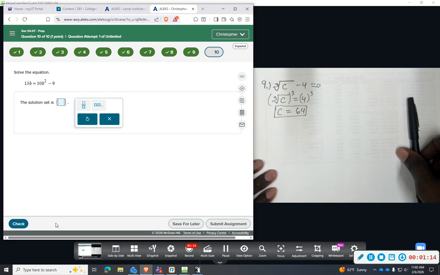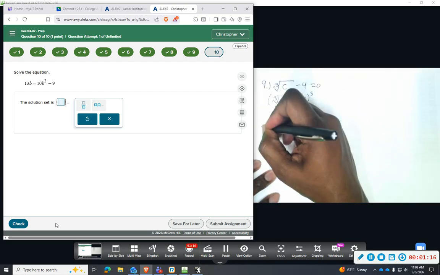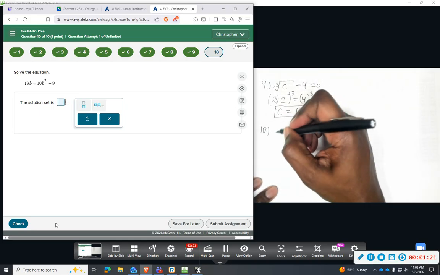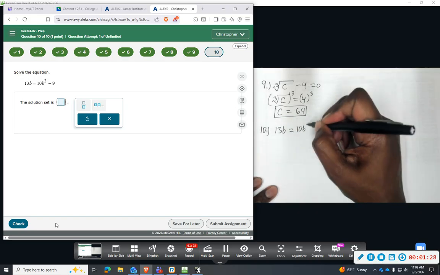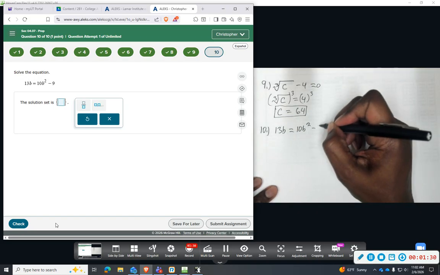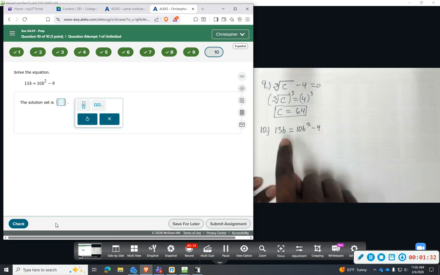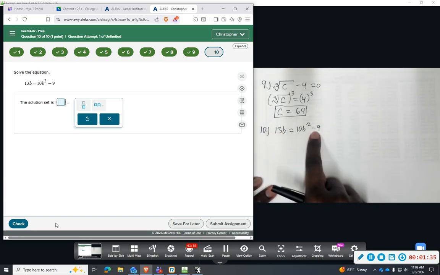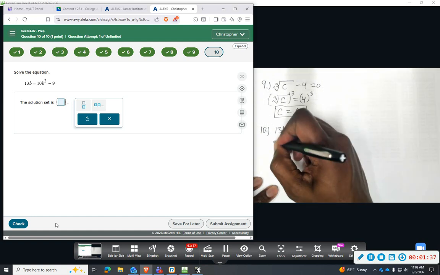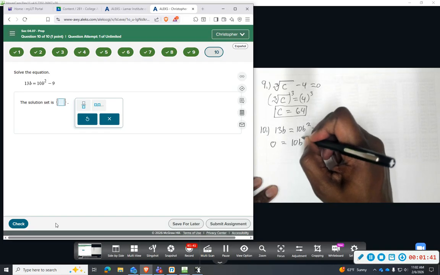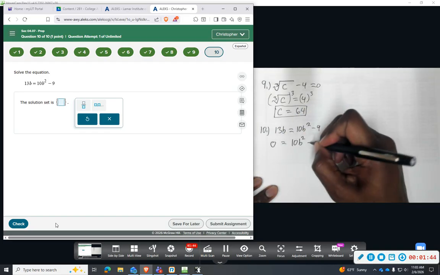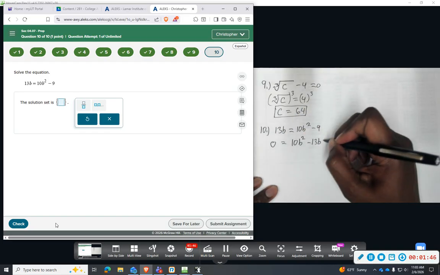We want to solve this equation. Looks like we have a quadratic. 13b equals 10b squared minus 9. Alright, so I'm going to move this over so that everything's on the same side, and I'll have this set equal to 0. 10b squared, this will be a minus 13b minus 9.